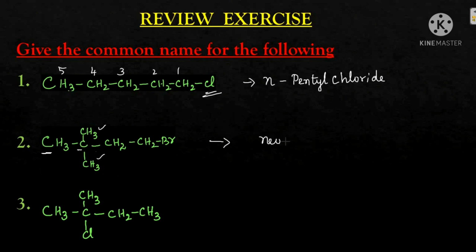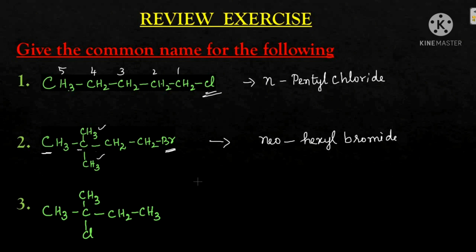So neo. Now check the number of carbon atoms, students. Total number of carbon atoms: 1, 2, 3, 4, 5, 6. So 6 means hexane. What is the corresponding alkyl group, students? It is hexyl. Now the functional group is bromine, so bromide. So it is neohexyl bromide.